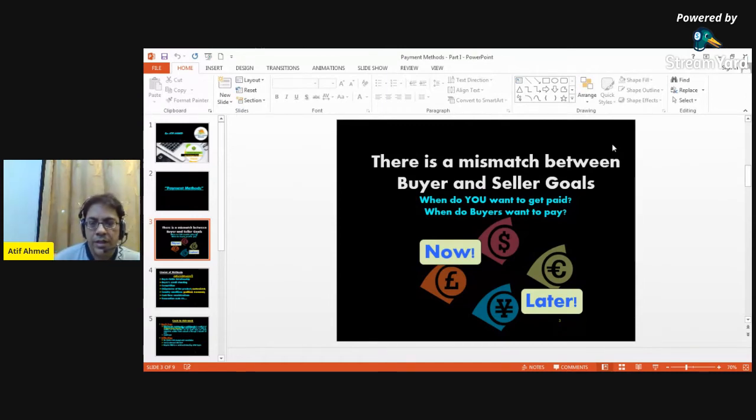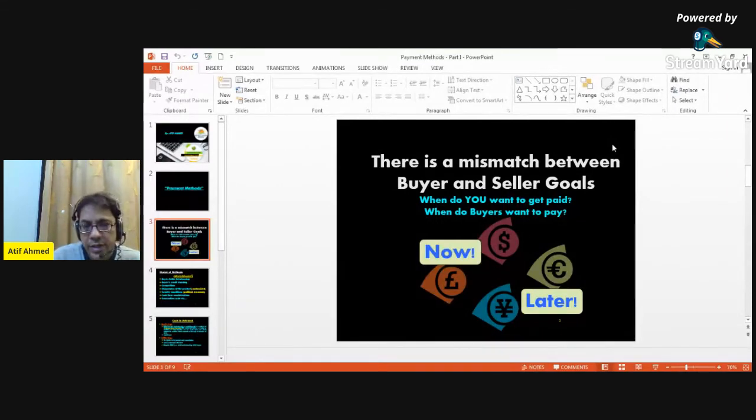So internationally it was discussed and implemented that there are some methods which should be uniformly accepted by buyers and sellers for global trade, right? To minimize the gap between the seller's and buyer's objectives, some methods have been established. So what are those methods?